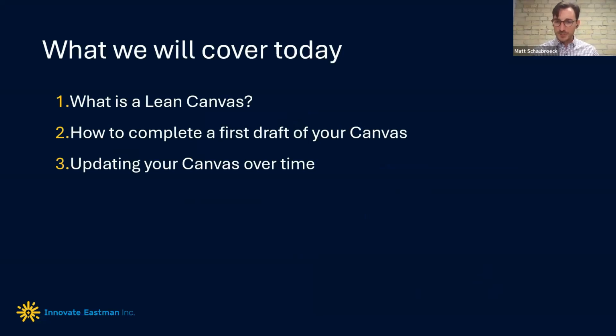So what we're going to cover today is first understanding what a lean canvas is, the merits of it, how we use it, and then we're going to go through that canvas step by step. So there's 9 parts of a lean canvas. We're going to go over all 9 of those things.